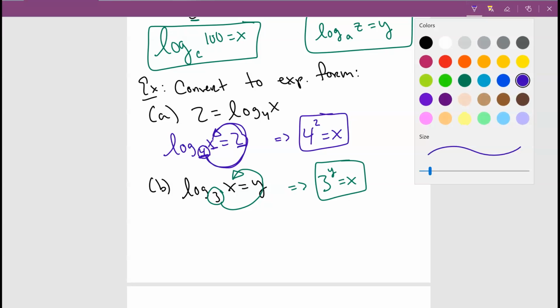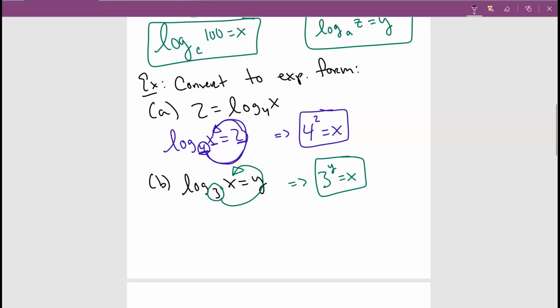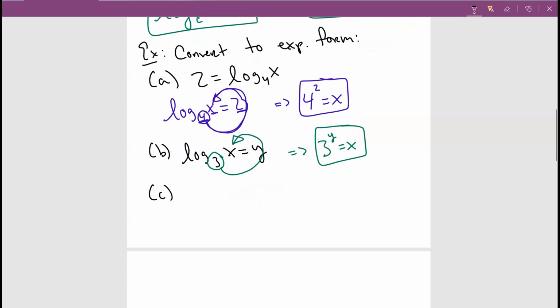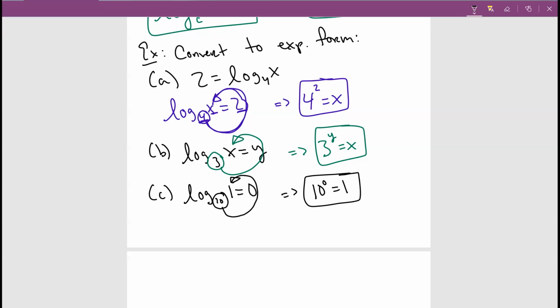All right, so let's do another one. So part C, log base 10 of 1 equals 0. All right, so here is the 10. I'm going to loop it around. 10 to the power of 0 equals 1. So this is going to be 10 to the power of 0 equals 1. And we know that that's true. Anything to the 0 power is always going to give me 1.